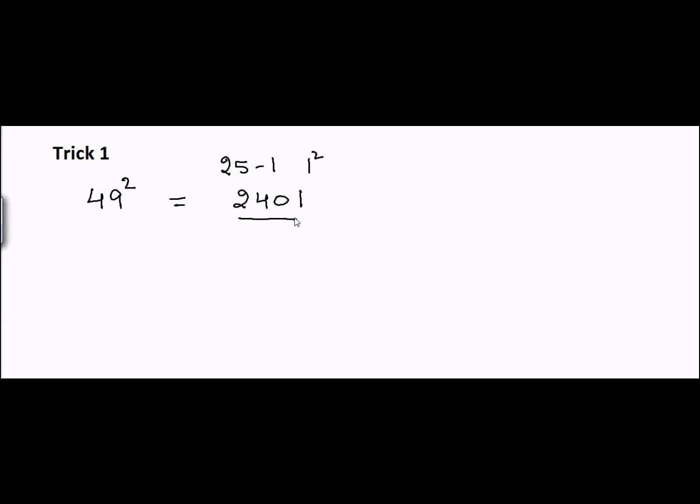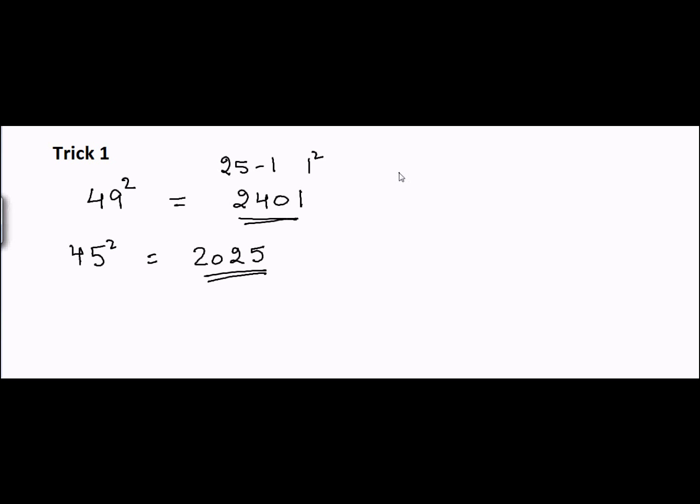Again, if you do 45 square, in this case 25 minus 5 is 20, and 5 square is 25. So your answer is equal to 2025. So this is not magic, so we can talk about how we came to this formula.